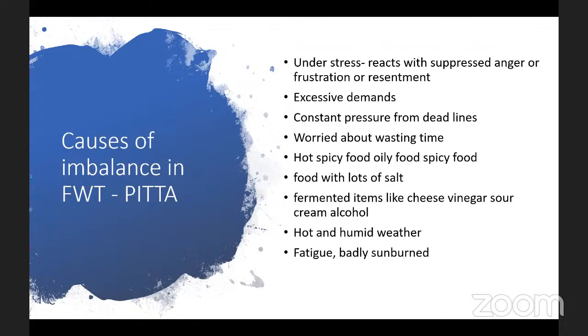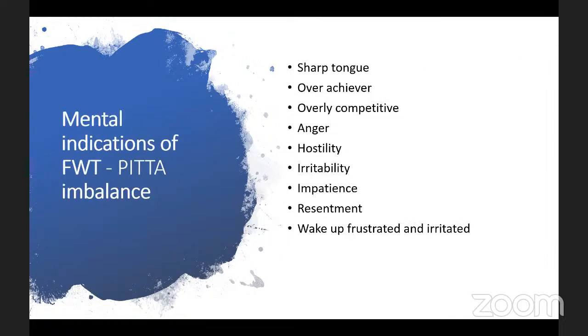They eat a lot of salty food, fermented items like cheese, vinegar, sour cream, alcohol, and they get exposed to a lot of hot and humid weather, and they become badly sunburned, a lot of fatigue. All these things will disturb the Pitta. The fire gets disturbed. When there is a disturbance in this fire, it burns everything around them. So the tongue becomes sharp. They start speaking in ways that are very sharp, and other people will feel that sting.